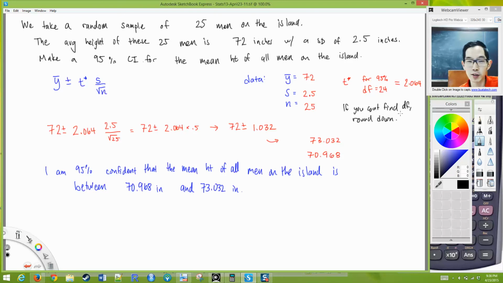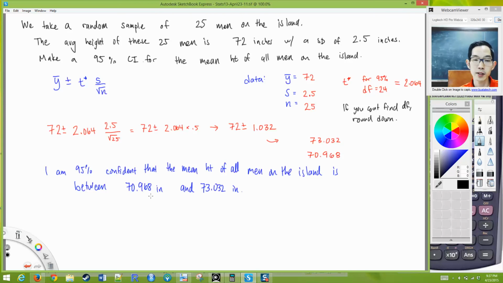Okay, so anyway, you look that up, you get 2.064 as your t-star, and so we just plug that in, and I get 72 plus or minus 1.032. So that leads me to two numbers, 73.032 and 70.968. If you want to round those off, you can, but I just left them in this full form. And thus my conclusion becomes: I am 95% confident that the mean height of all men on the island is between 70.968 inches and 73.032 inches.